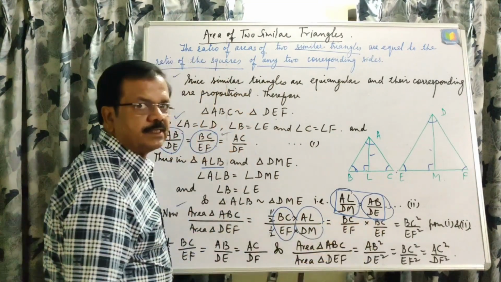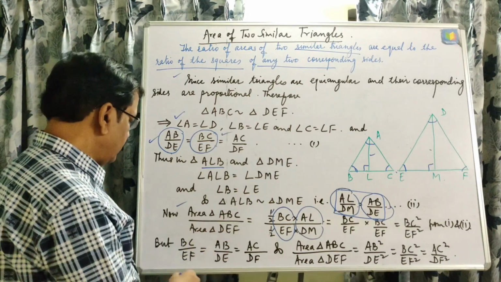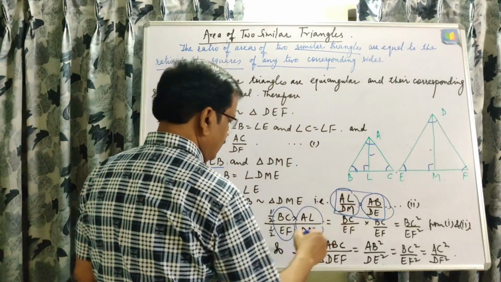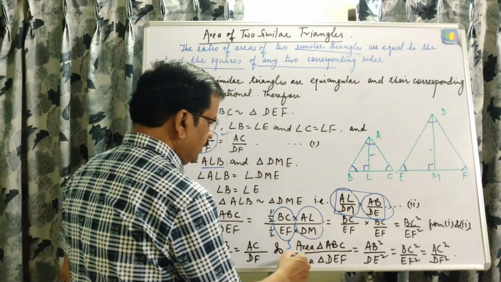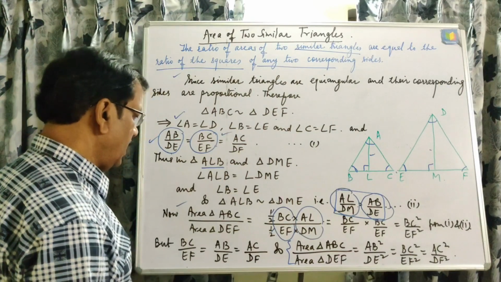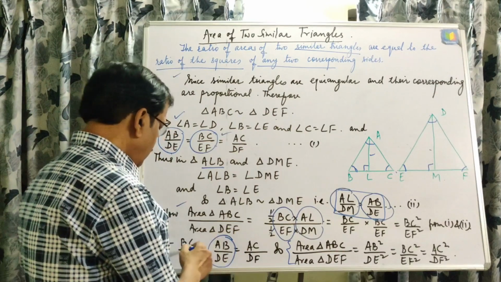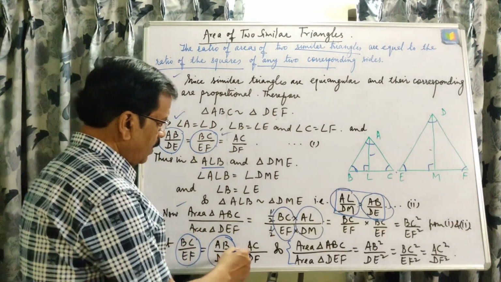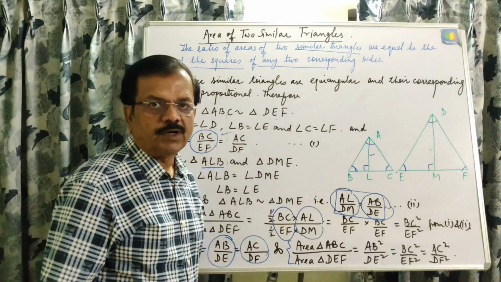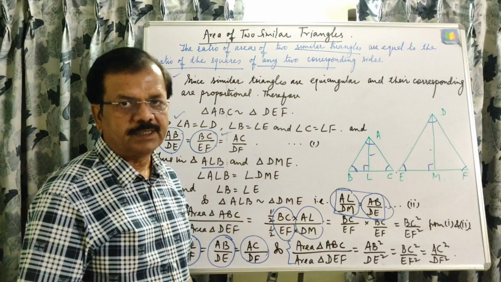We are getting BC square upon EF square, but we know that in similar triangles BC upon EF is equal to AB upon DE is equal to AC upon DF. So this relation can be written as area of triangle ABC upon area of triangle DEF is equal to AB square upon DE square is equal to BC square upon EF square is equal to AC square upon DF square. Okay. Now we will study the application of this area of two similar triangles.